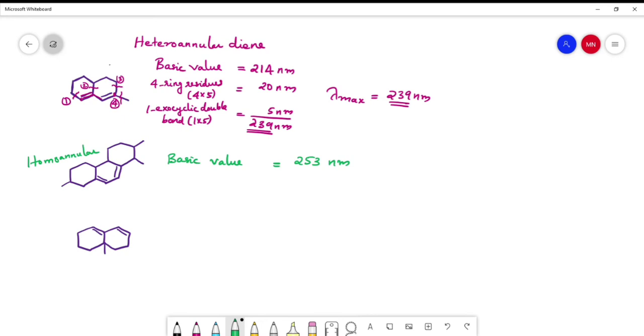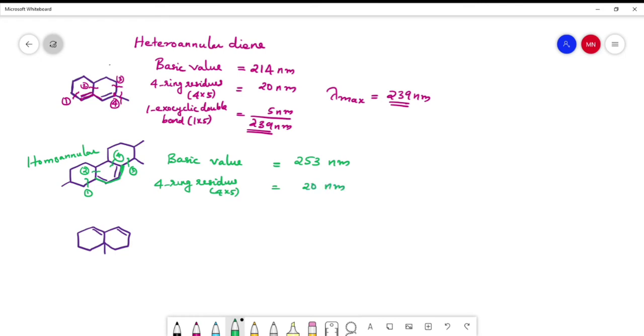Now we can look into the ring residues. As I said earlier, this diene component starts from here and ends over here, right? So this is one ring residue and this is the second ring residue, and moving from here, this is the third one, and here it stops, so the fourth one. So there are 4 ring residues or alkyl substituents. So 4 into 5 equals 20 nanometer.